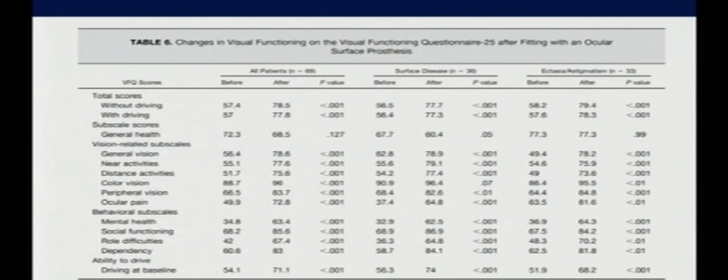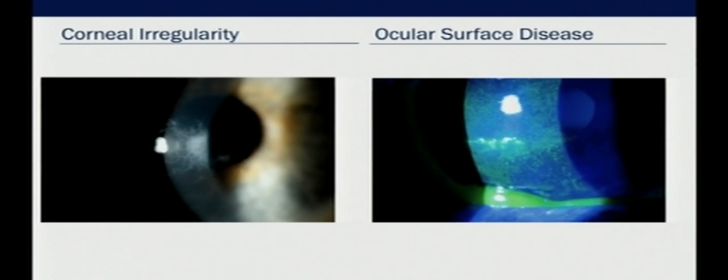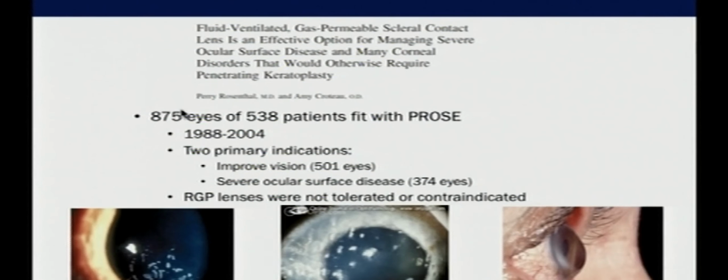So the 2 primary indications are corneal irregularity or ocular surface disease. And so Perry Rosenthal, who is sort of the father of the Boston scleral lens, did some studies and published a large series of patients looking at all the different myriad clinical indications. These can include corneal degenerations like ectasia, corneal dystrophies, other things that cause ocular surface irregularity, including aphakia or myopia. And all of these are useful uses of the corneal irregularity aspects of the scleral lens.